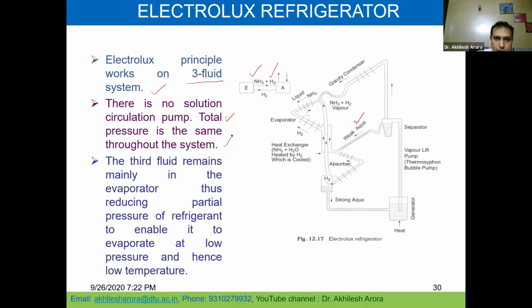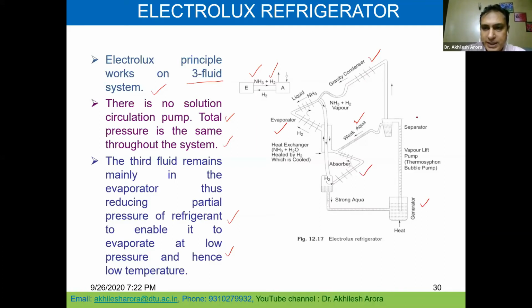The third fluid remains mainly in the evaporator, thus reducing the partial pressure of the refrigerant to enable it to evaporate at low pressure and hence low temperature. Now I would like to explain what is actually happening. See, this is the condenser here. You see it is the evaporator here. Here we have the generator. Here we have the absorber.